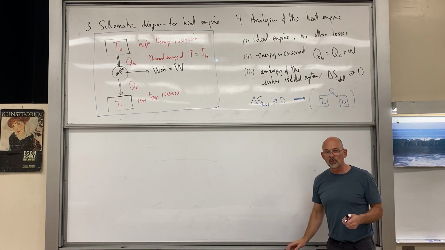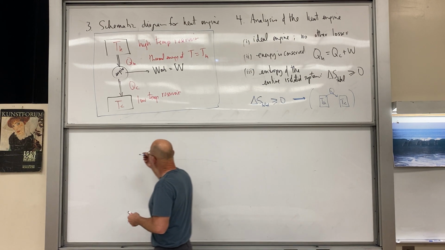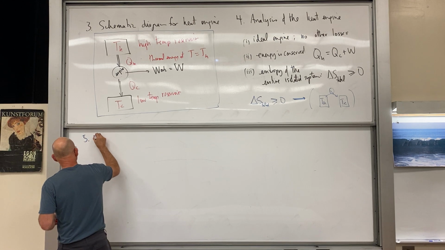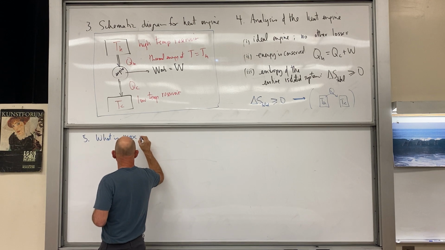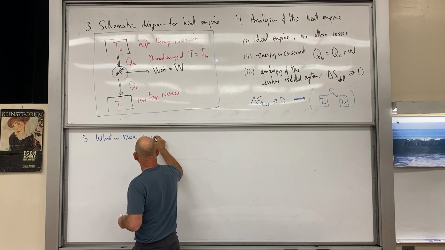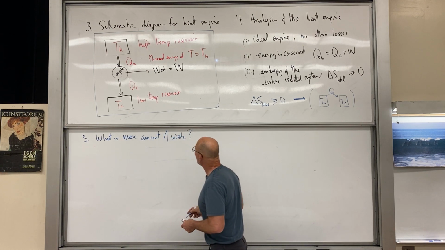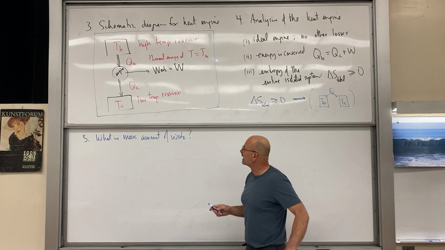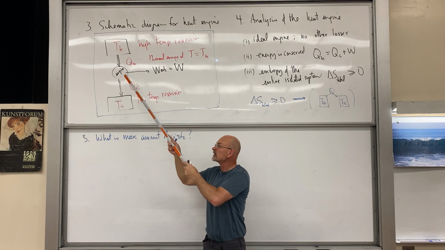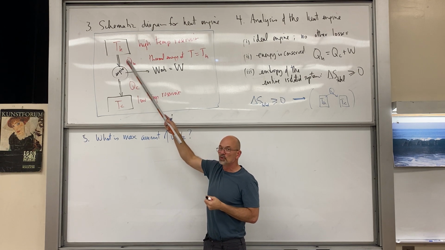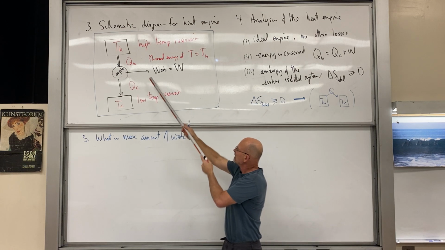Okay, our next question, number 5: what's the maximum amount of energy that can be obtained? What is the maximum amount of work that we can get out of this engine? The idea is we're putting in QH, that's the amount of energy in joules. And how many joules of work can we get out?